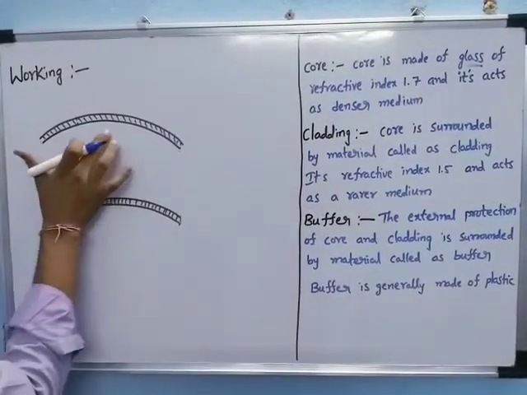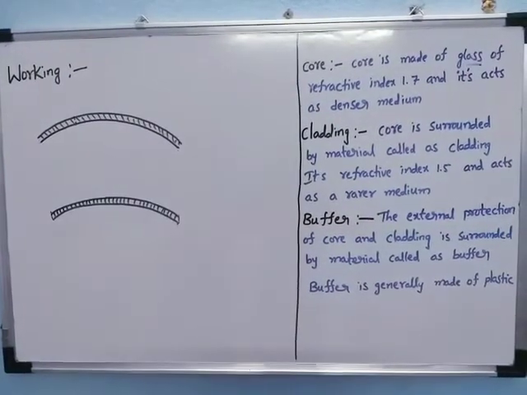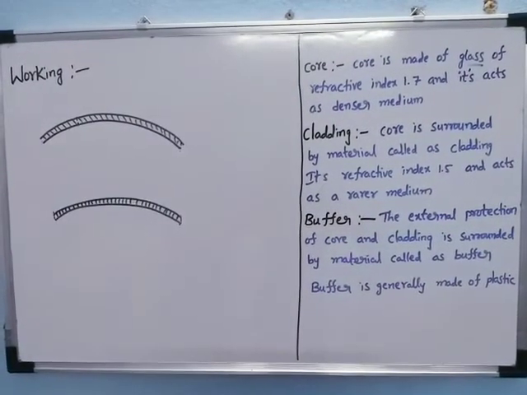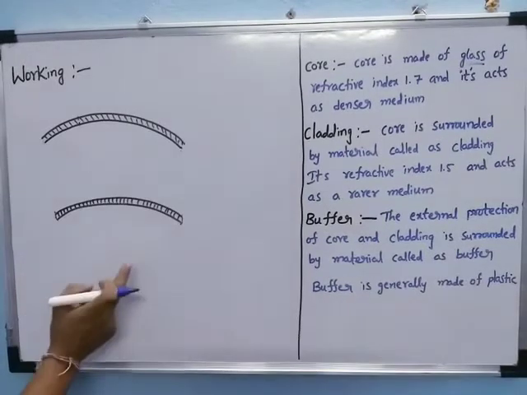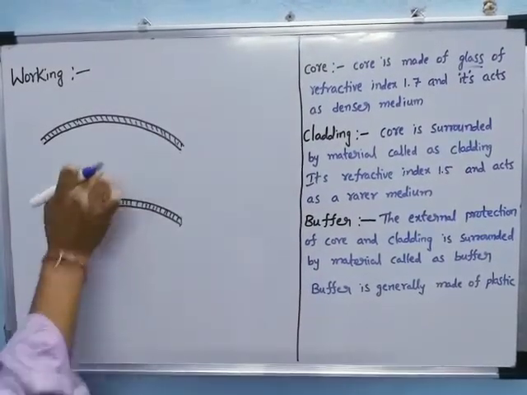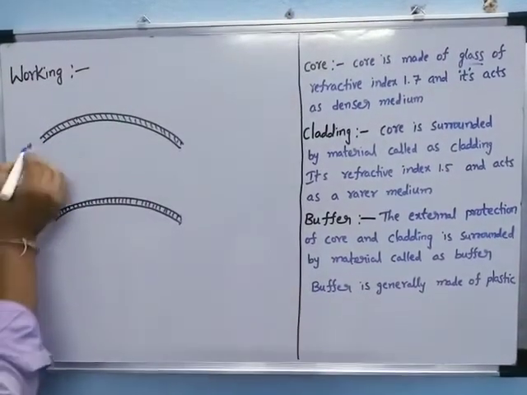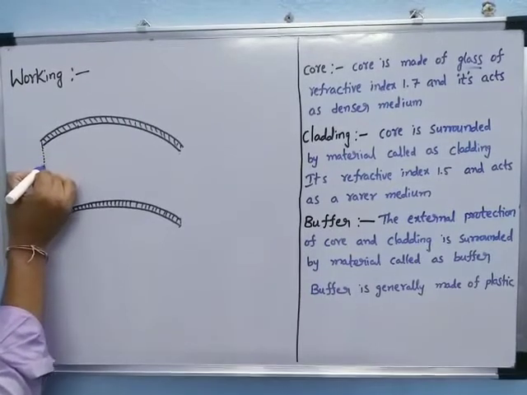Now consider the inside of an optical fiber. Already we have seen the core, cladding, and buffer. That is the inner part, which we can draw here. This is the upper and this is the lower. Here is constructed the core.